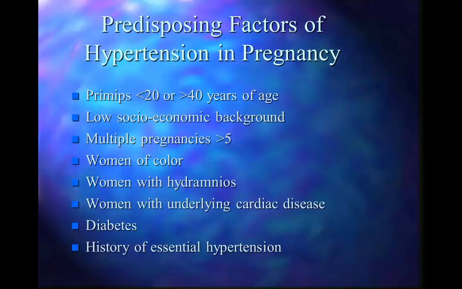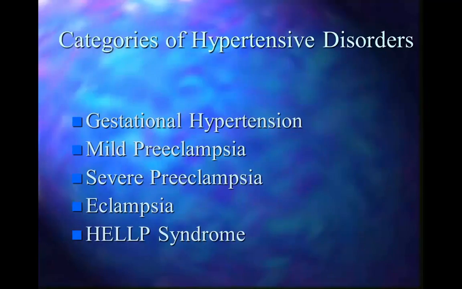We have predisposing factors of hypertension in pregnancy: the younger primigravidas or the older primigravidas, low socioeconomic background, multiple pregnancies greater than 5, women of color have more hypertension in pregnancy, and women with hydramnios, remember that's a large amount of amniotic fluid, any woman who already has underlying cardiac disease or diabetes, or the history of essential hypertension, those would be predisposing factors for hypertension in pregnancy.